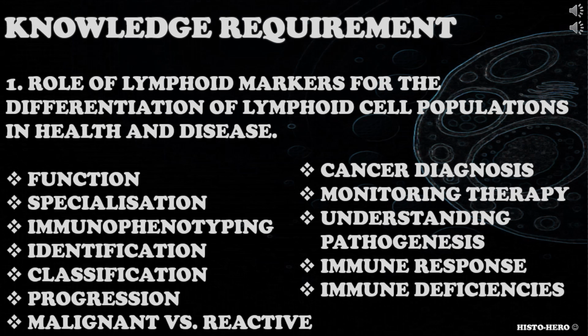Let's have a look at the first knowledge requirement, which is for you to know the role of lymphoid markers for the differentiation of lymphoid cell populations in health and disease. What role do lymphoid markers play? Consider cell lineage identification and classification, tracking immune responses, characterizing innate lymphoid cells, functional specialization, immunophenotyping, diagnosis and classification of lymphomas and leukemias, identifying immune deficiencies, tracking disease progression, targeted therapy, determining maturation stage, differentiate between malignant and reactive processes.